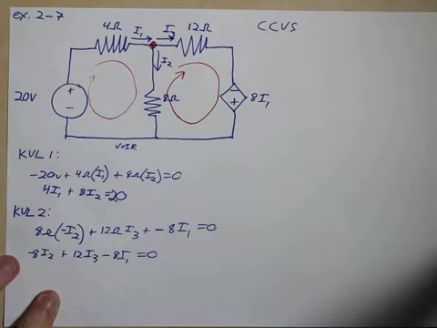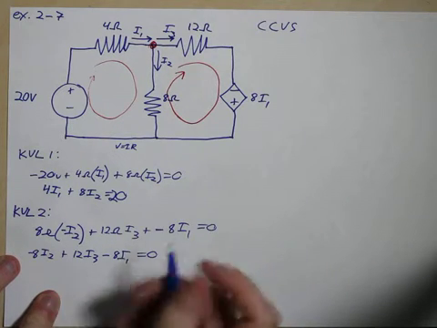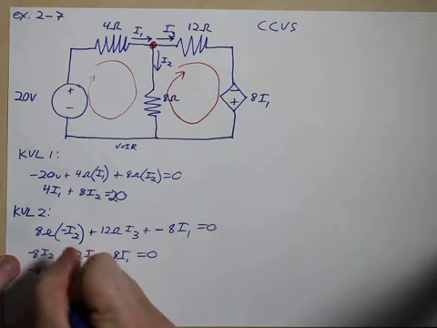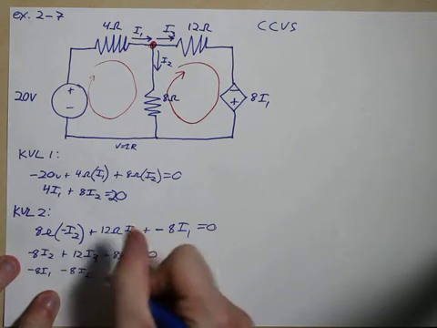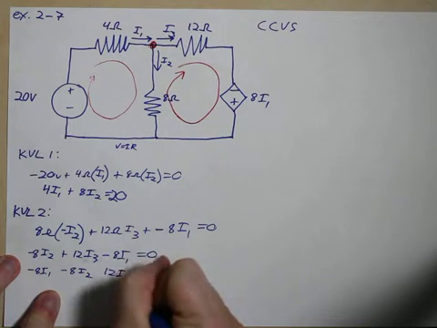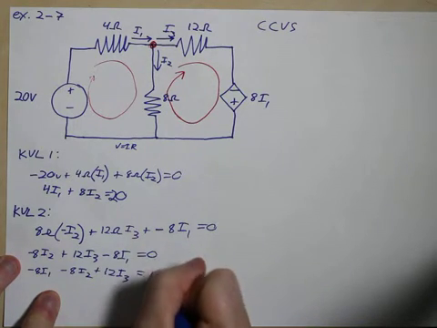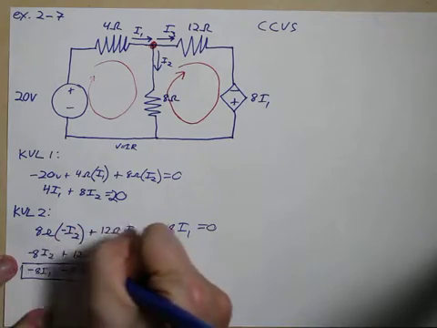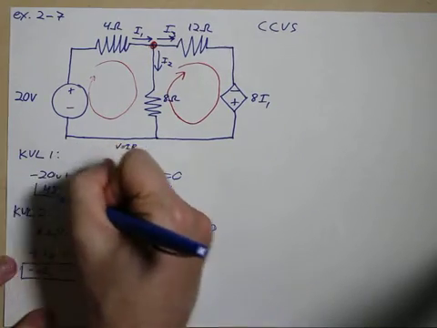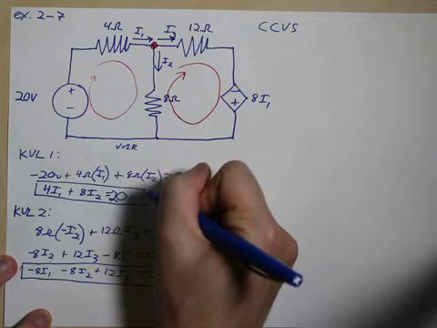So we're going to rearrange this just a little bit nicer. It's going to be minus 8I1 minus 8I2 plus 12I3 equals 0. So that's our second equation there. We're going to save that one up. This is our first equation. We're going to save that one up too.